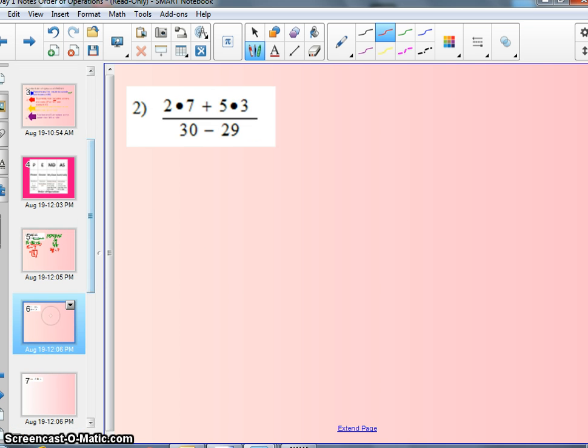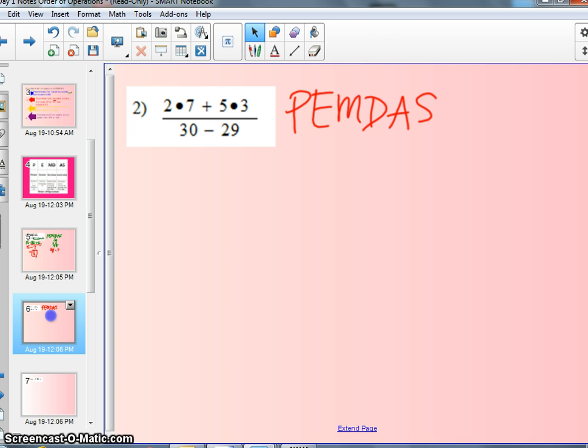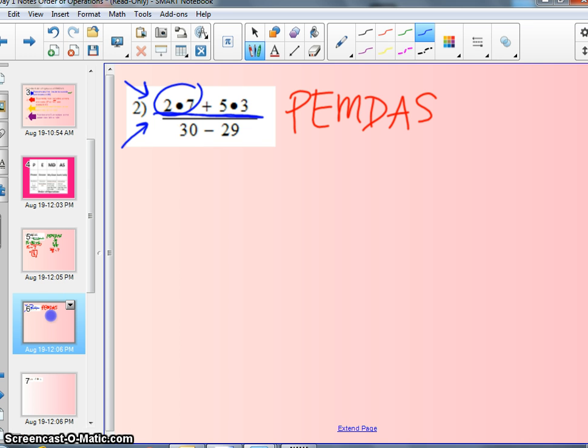Okay, next example. So again, here we look at PEMDAS. I see no parentheses, no exponents, so let's do multiplication and division. Now, you see that we're dividing here. Oops, sorry, a little off. We're dividing here, but that's still going to be the last thing we do. So this one's a little tricky. We want to do the top separately from the bottom, and then we'll divide. So on the top, let's go ahead and multiply the 2 and the 7. So that gives us 14. Plus, let's multiply the 5 times the 3, so 15. Divided by, on the bottom, 30 minus 29 is 1.